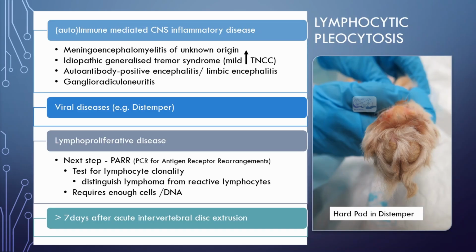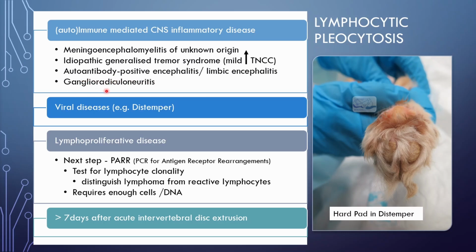So lymphocytic pleocytosis, the most important cause of this would be an immune-mediated CNS inflammatory disease. I've put auto there because, of course, any inflammatory disease is immune-mediated, but I mean these specific ones where there is not an infection associated with it. So meningoencephalomyelitis of unknown origin, which is also called MUO. Idiopathic generalized tremor syndrome, although those can often be normal, and they always have a very mild increase by comparison of the total nucleated cell count. Autoantibody positive encephalitis, so for that I mean the sort of limbic encephalitis and ones where you have autoantibodies against cell surface receptors or other parts of the nervous system.